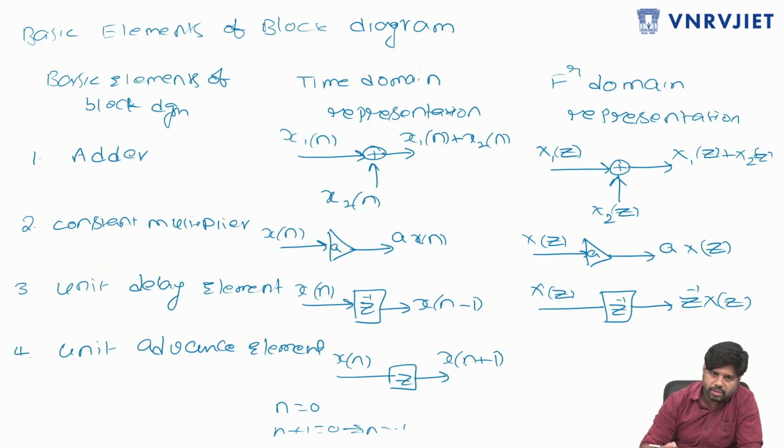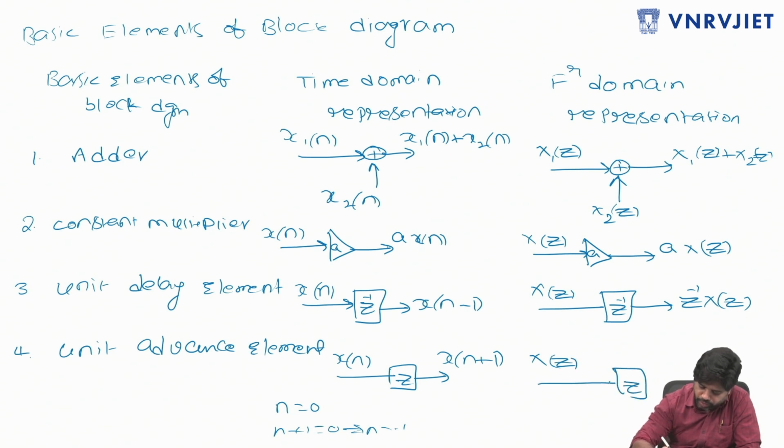And now we see how the signal will be represented in the frequency domain representation. So x of z and the unit advance element, and the output will be, as you know, z into x of z. So these are the basic important elements, z into x of z.